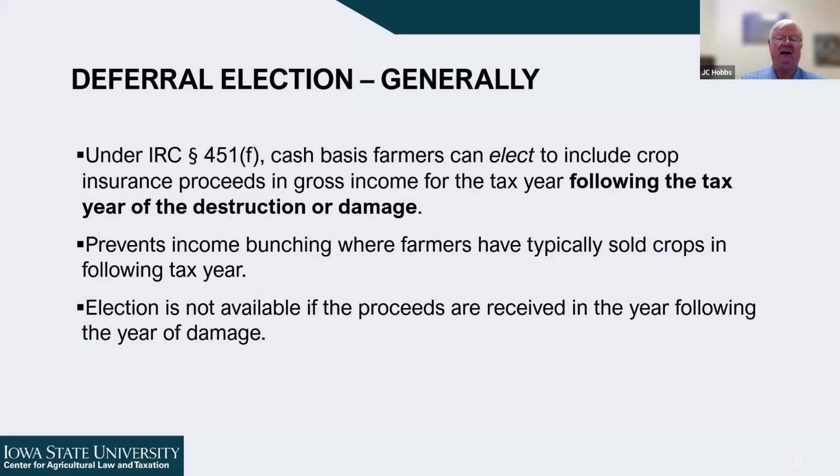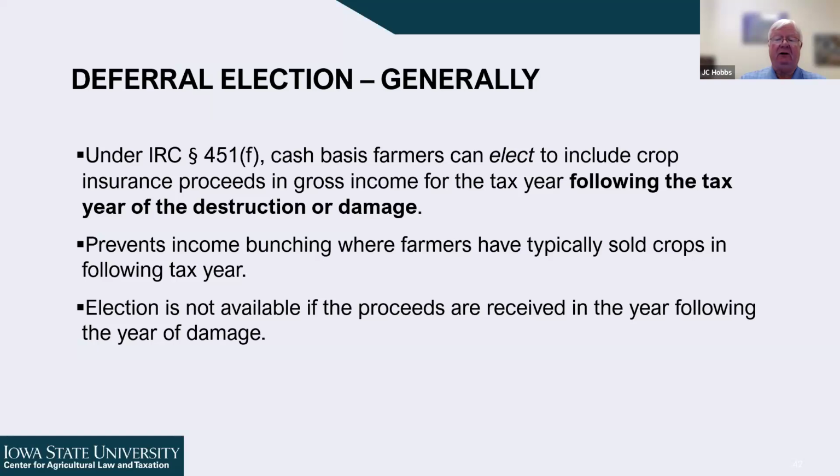Avoids income bunching so that we don't have all these crops that we typically sell in 2025, but due to the destruction, we got paid for it in 2024. Therefore, we can make the election to move part of that payment from 2024 and report it on our 2025 tax return. Again, like I said, the idea is to avoid the bunching of income in the year that it was received.